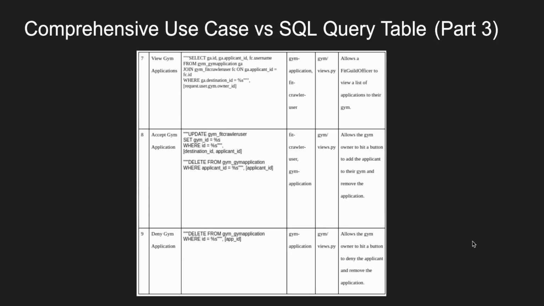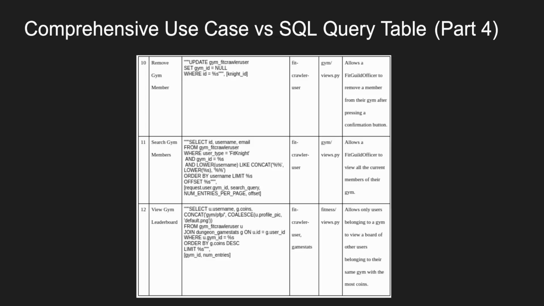So in part three here, we have the view gym applications, accept gym application, and deny gym application use cases. These are limited to the Fit Guild officers. So a Fit Guild officer is able to view the applications to their gym. They can click a button and it'll list out all the users who are trying to apply to be a member to their gym. And for each of these applications, the Fit Guild officer has the ability to accept or deny them. If they accept them, they will add the Fit Knight to their gym. And if they deny them, it'll just simply delete the application.